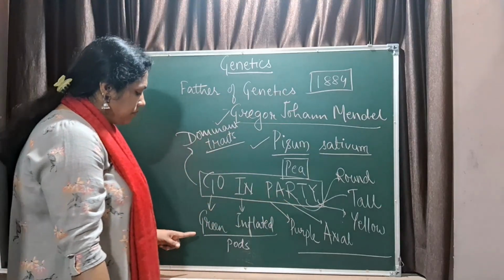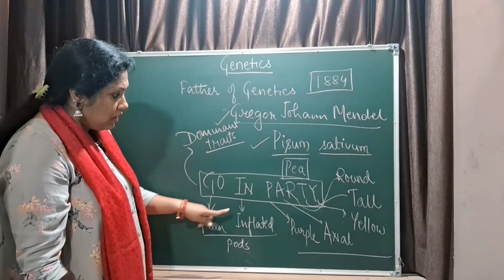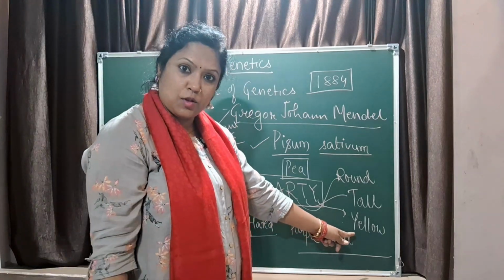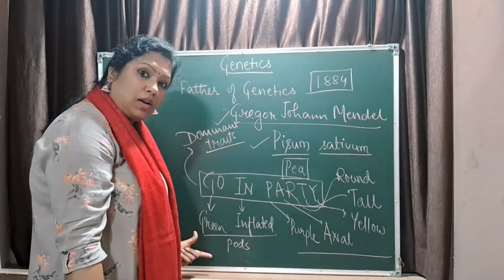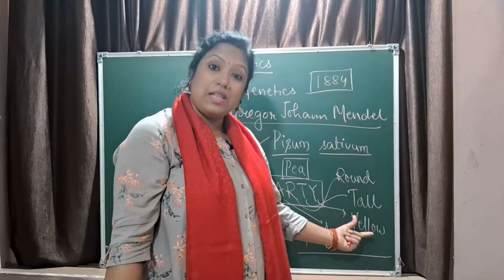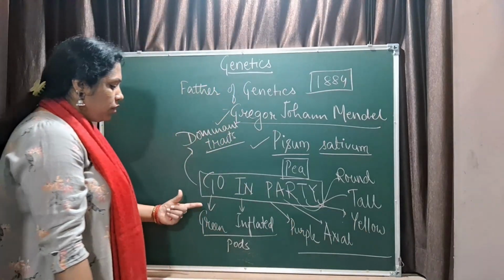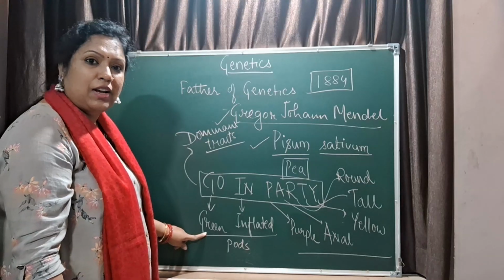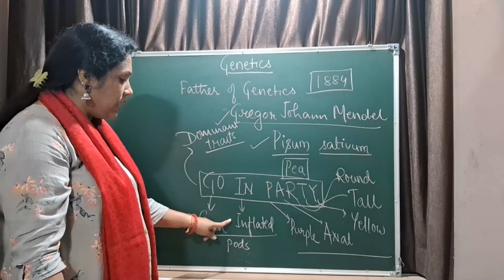Go in party: green, and here yellow. Do not get confused with the color. Green pod is dominant, yellow seed is dominant. Now we have to talk about the recessive factors also. Green pod will have yellow pod as the recessive trait.